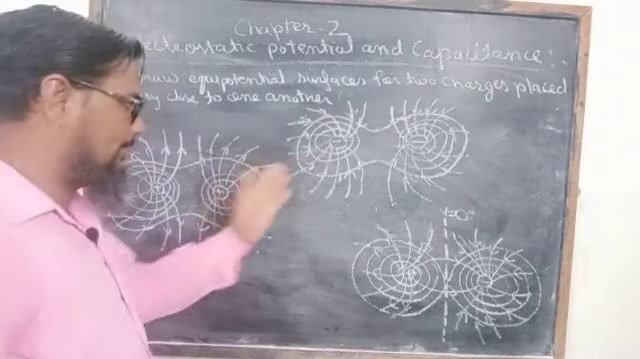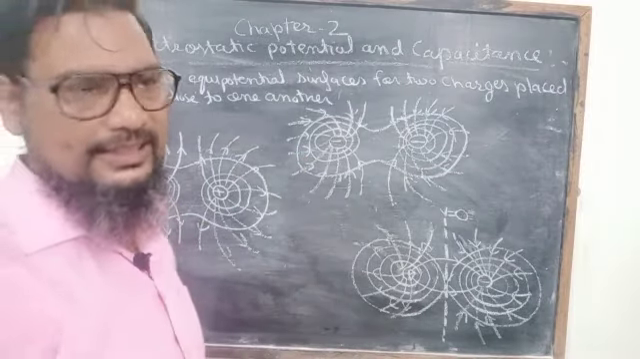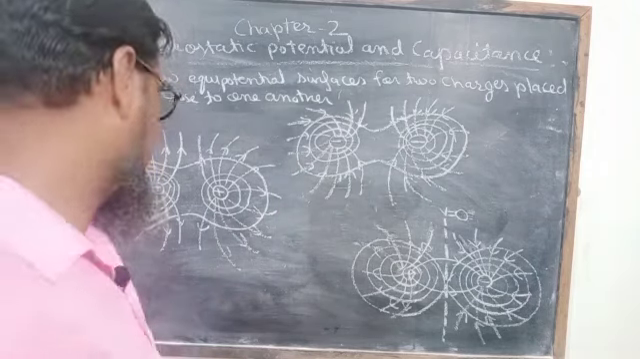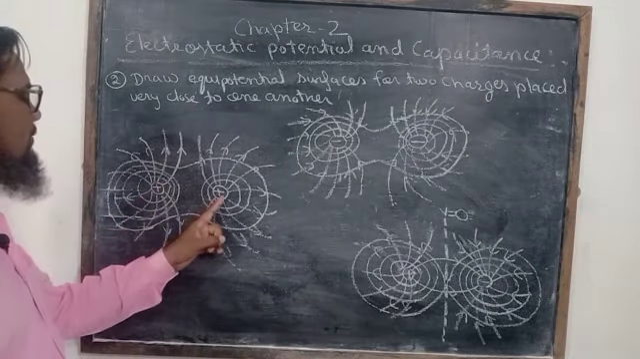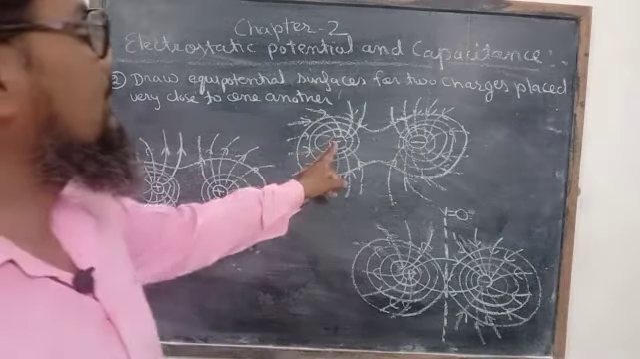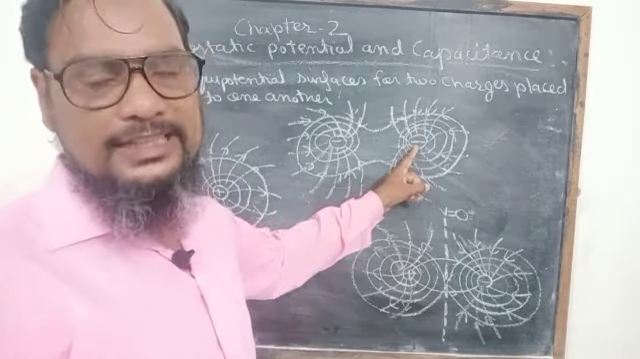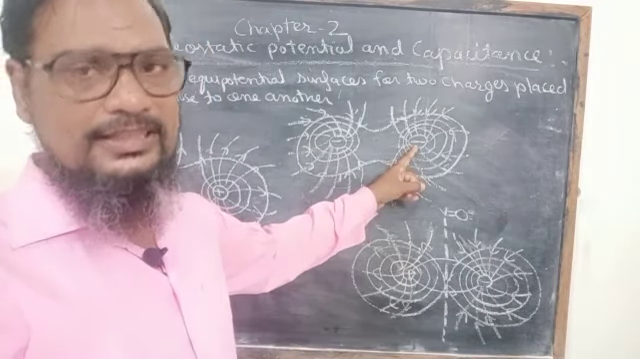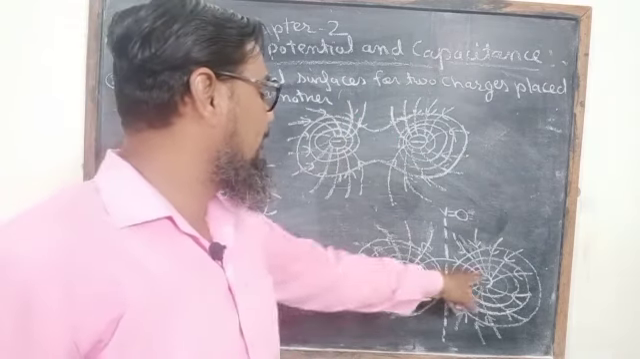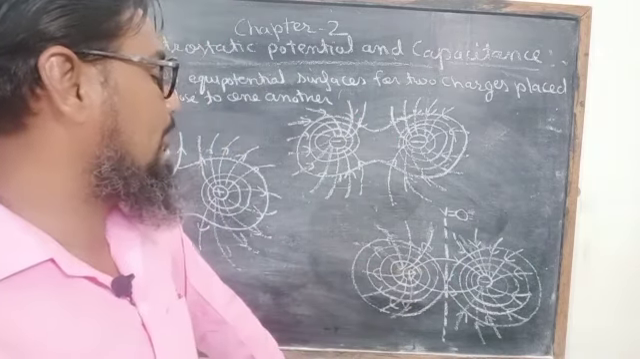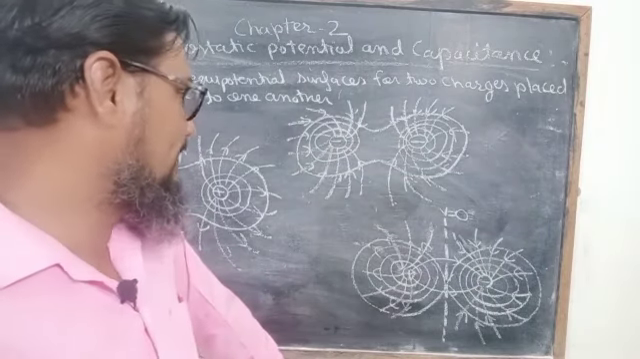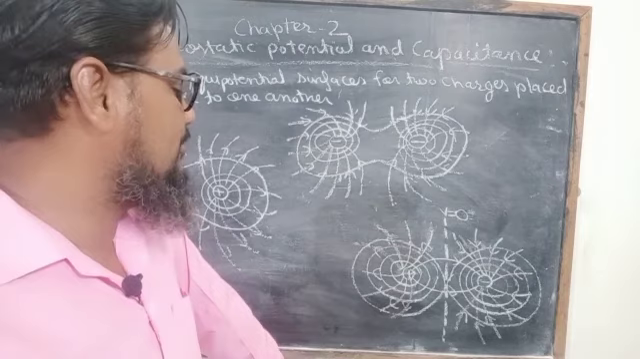So these are the patterns of equipotential surfaces, and these are frequently asked in the board examination. The first pattern, when positive charges are there, the pattern is just like this. When negative charges, the pattern is the same, but the direction of electric line of forces is different. And for an electric dipole, or when two equal and opposite charges are placed very close to one another, then the pattern will be just like this.